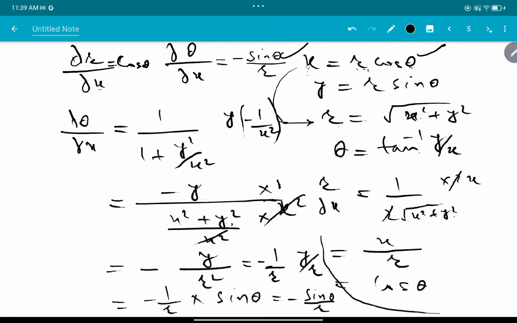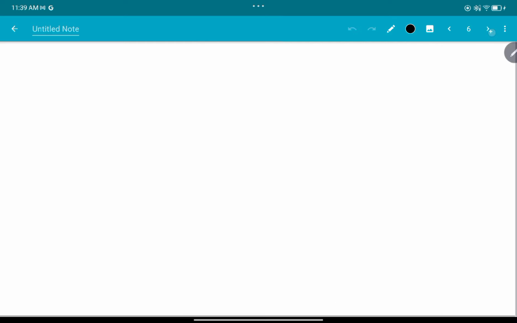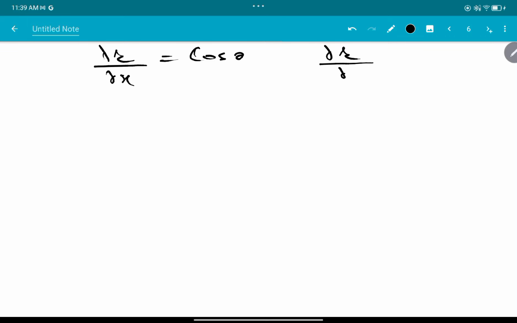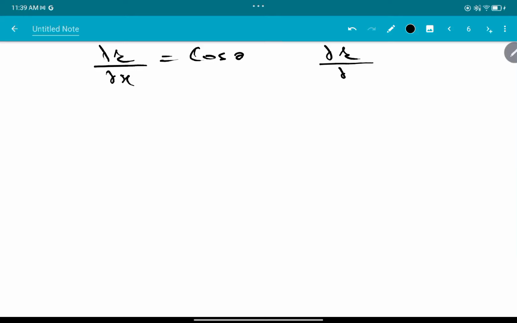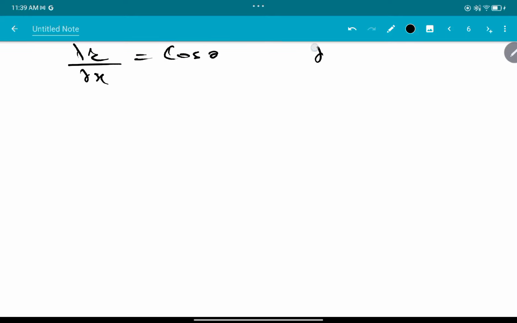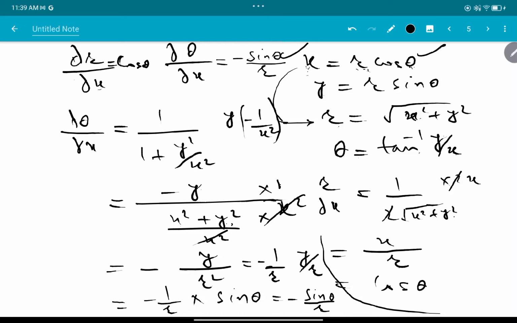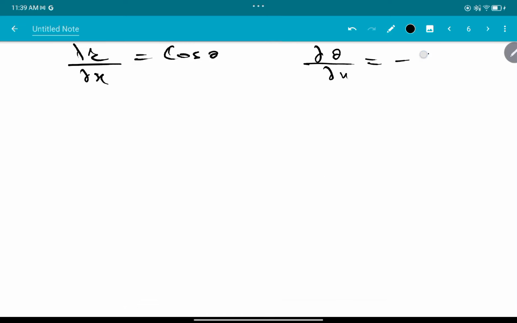Let's move forward. We have now, let me write them somewhere. Del r by del x is equal to cos theta, and del theta by del x is equal to minus sine theta by r.